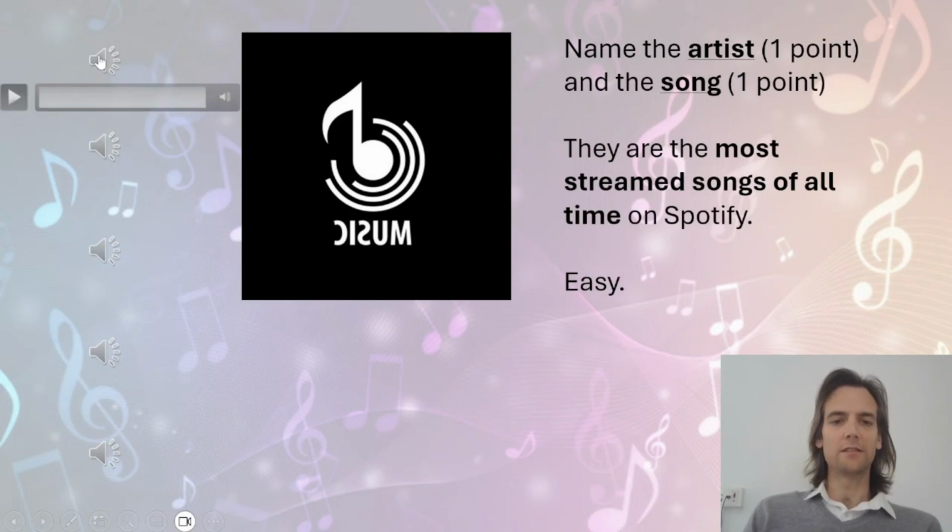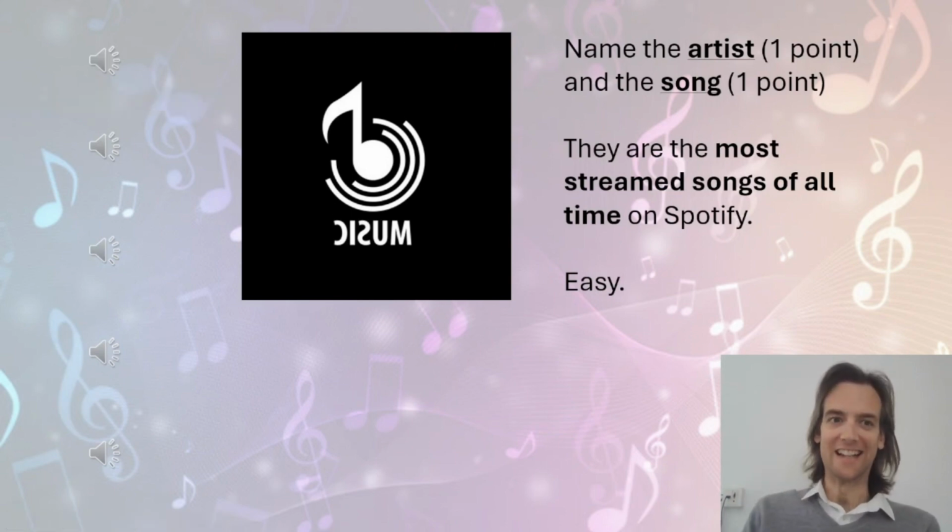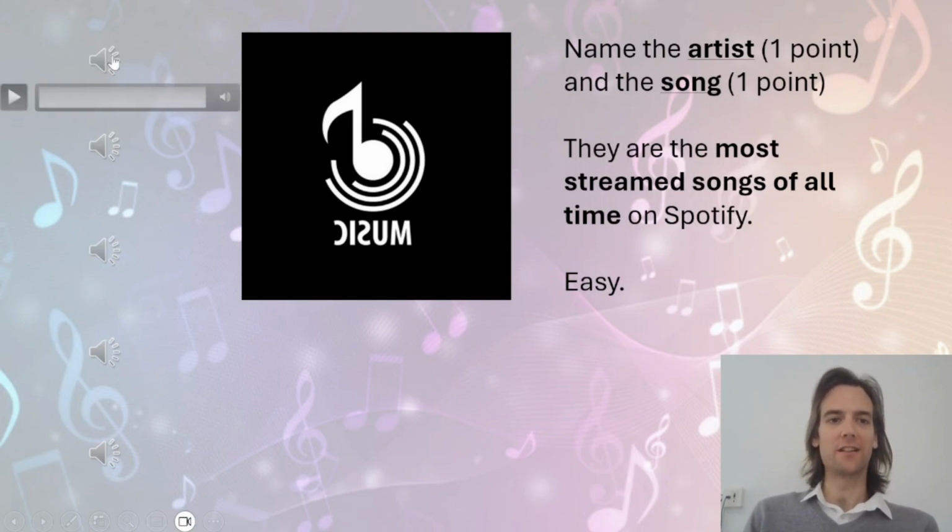So that was number 1. I did forget to say they are backwards. Sorry, yes, the songs are backwards. I reversed the songs to make it slightly more challenging. So that was number 1, write the artist and the song. Number 2.